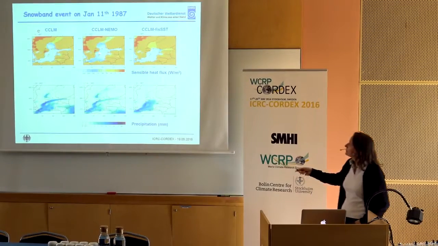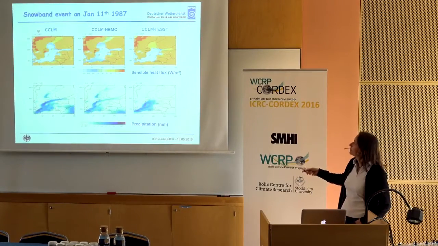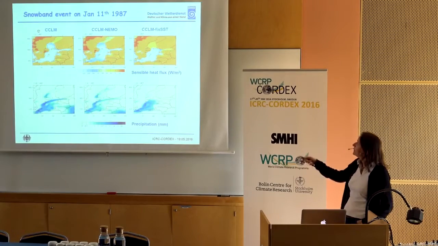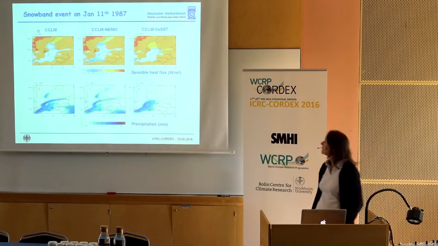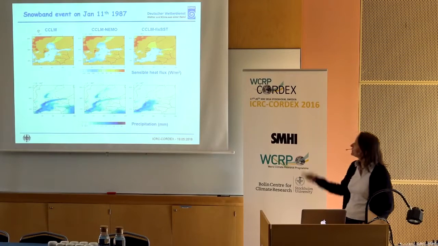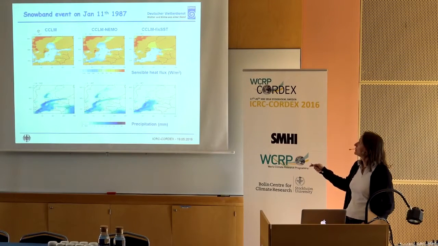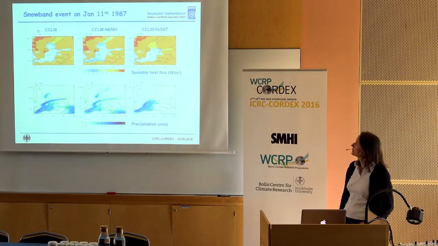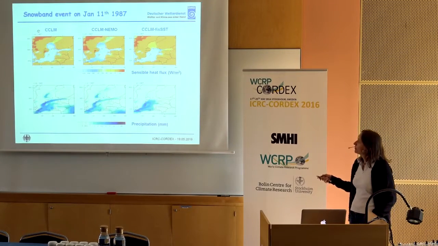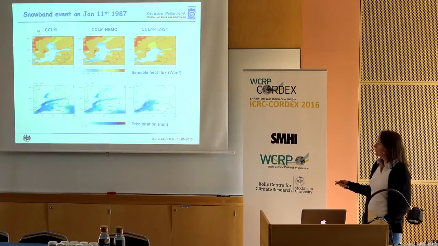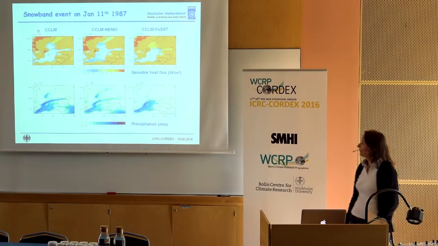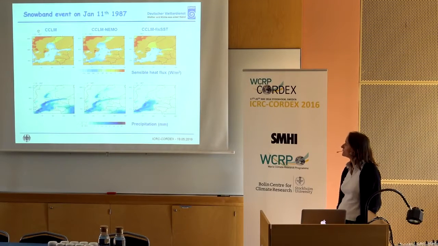In the fully coupled system, you see this high heat flux also going into the Gulf of Bothnia and Finland. In the run where we do the fixed SST, so we have this monthly mean SST, the SST is not changing. The sensible heat flux is also high, but not in all areas as in the other models. As a result, you get the precipitation and the snow bands in the standalone run. You can have it also in the COSMO-CLM, but the fixed SST does not provide such nice snowband events as in the coupled or in the standalone.